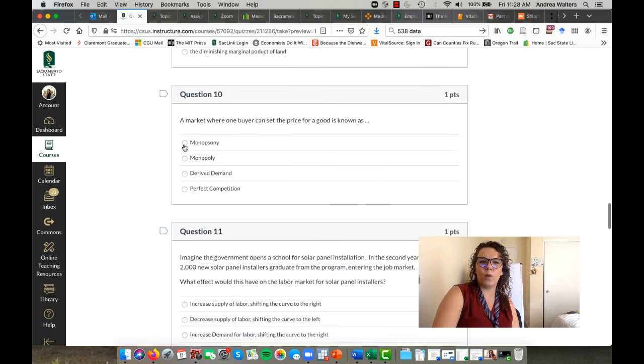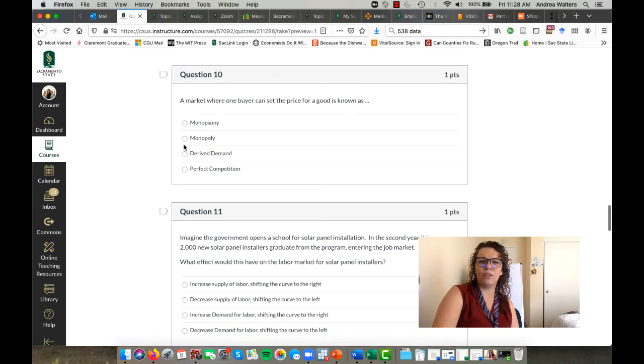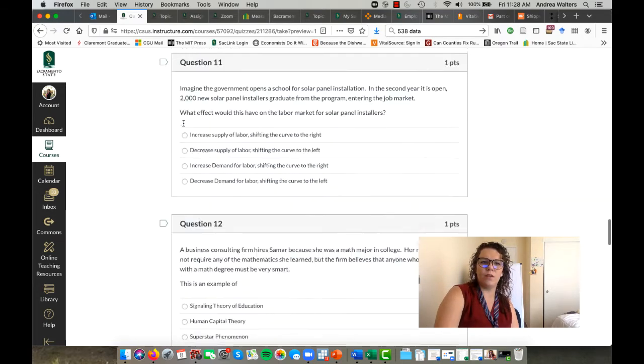A market where one buyer can set the price for a good is known as a monopsony. So a monopoly is when there's one seller. Monopsony is when there is one buyer. And we had a little discussion of that in the discussion thread for that chapter. So if you have some more questions about monopsony, it's not a huge thing. It was just basically a couple of points about it in the discussion and in that PowerPoint slides. It's not the biggest idea, but it is interesting to think about.